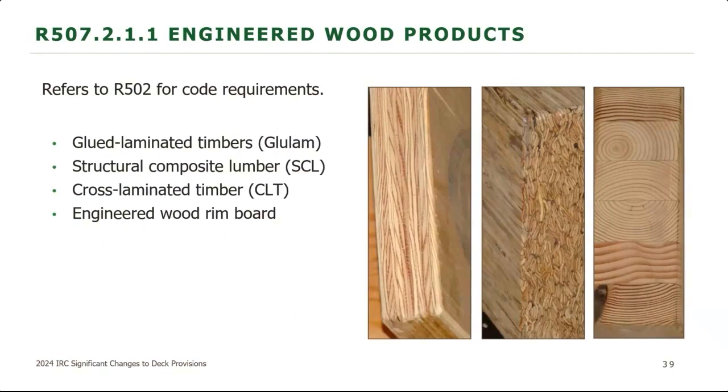Engineered wood products can certainly be used on decks: glulam, CLT, structural composite lumber, engineered wood rim boards. But again, they could potentially fall under the requirements to be preservative treated. And some of these products are more difficult to find as preservative treated. But again, as mentioned, if you have a roof or an overhang or an eave that's going to protect that engineered wood, there are certainly some options to use that without protection.